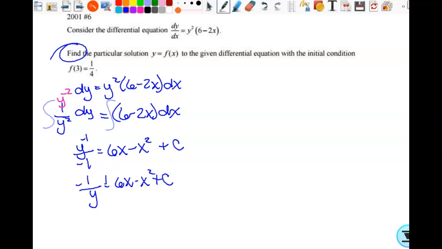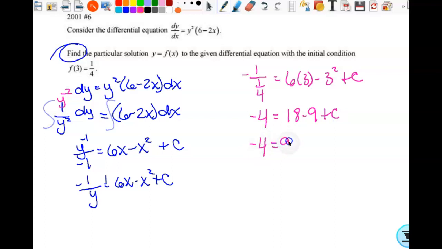Since this does not have a natural log in it, let's go ahead and substitute now. So my y value is going to give me negative 1 over 1/4 equals 6 times 3 minus 3 squared plus c. It's just negative 4, right? That's equal to 18 minus 9 plus c. So negative 4 equals 9 plus c, right? So c equals what? Negative 13.